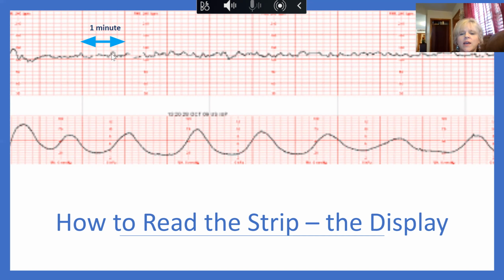Okay, so if you would zoom in, and we're not going to, you would see that the average heart rate of this fetus is about 145. And remember, normal heart rate for a term fetus is 110 to 160. So this heart rate is normal. Let's take a look at the contractions.